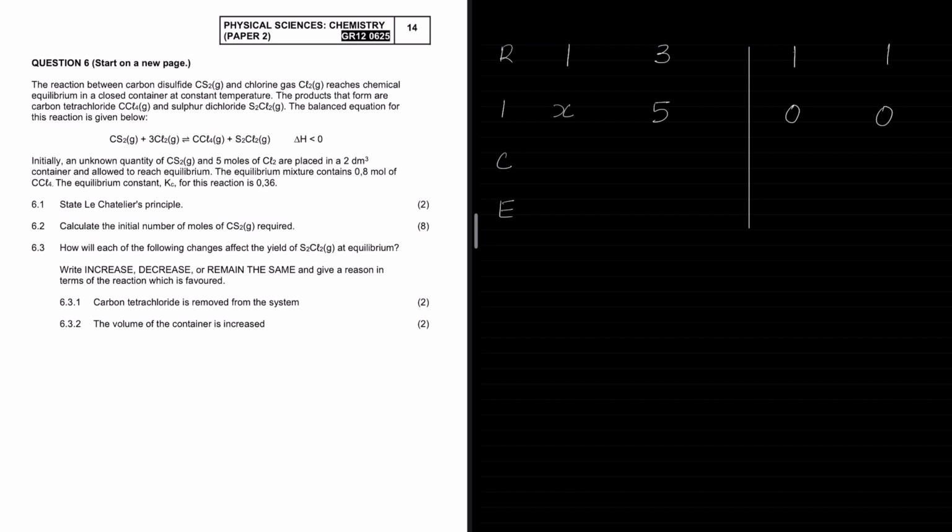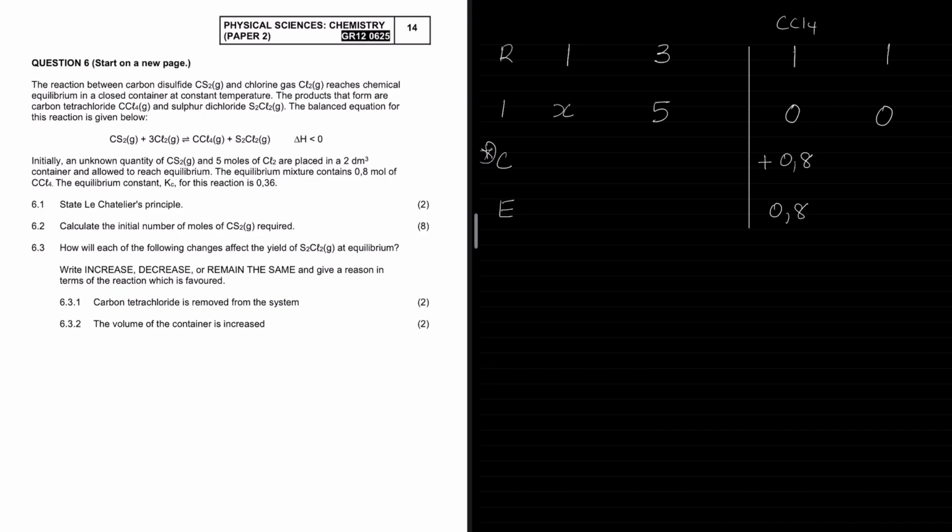The equilibrium mixture contains 0.8 moles of CCl4. So CCl4 is here, and at equilibrium we have 0.8 moles. Now, this is all the information that we need for now to finish up this table. The important row is the C row, that stands for change. And the change is always in the ratio that the compounds are in. So let's start with the CCl4. It went from 0 to 0.8. It means it increased by 0.8.